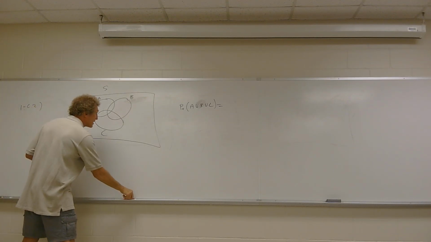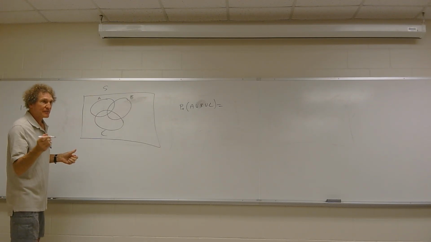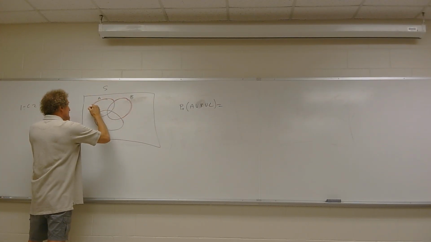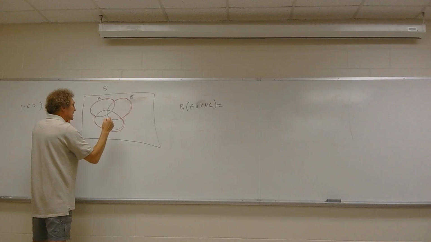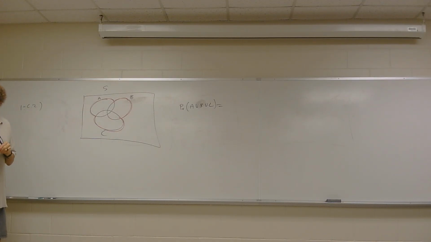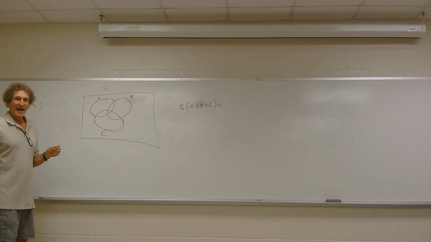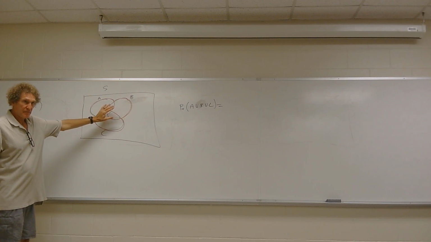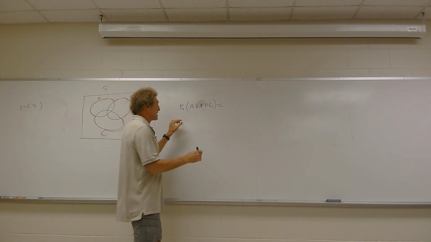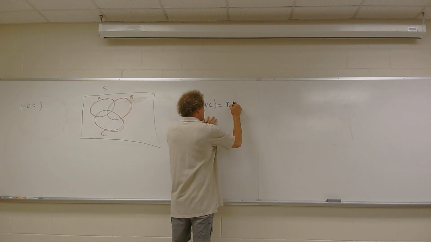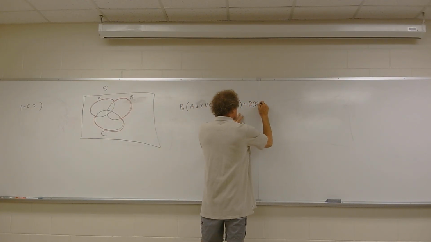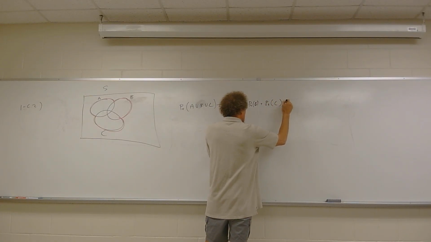First, I just want you to see that what we're really talking about is finding a way of talking about the area in this clover right there, everything inside. You with me? Take a look. So what I'm going to do is simply add up the areas of A, B, and C first. There's a lot of overlap. So this is going to be the probability of A plus the probability of B plus the probability of C.